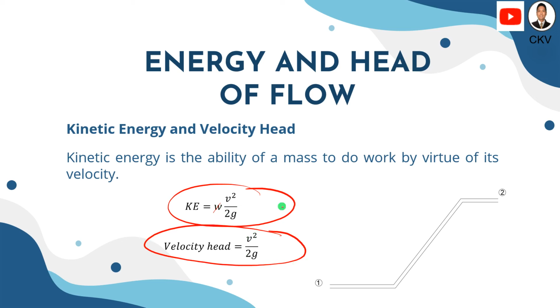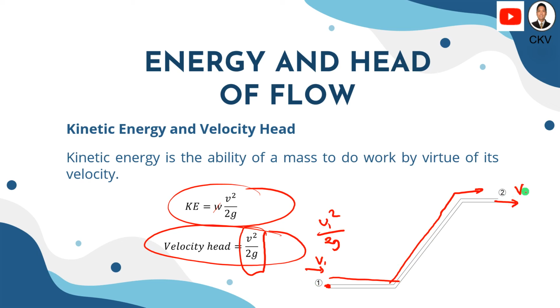Okay, so let's say we have here point 1. This is a pipe. We have a flow in the pipe going from point 1 to point 2. If we have a value of the mean velocity at point 1, we will be able to determine the velocity head by using this solution: V1 squared over 2g. We can also determine the velocity head at point 2 if we have a value for the velocity at point 2.